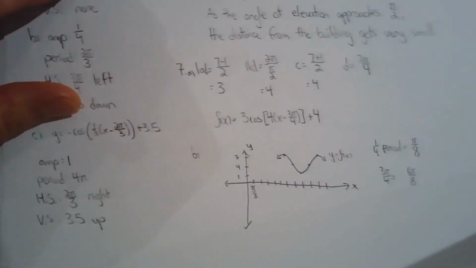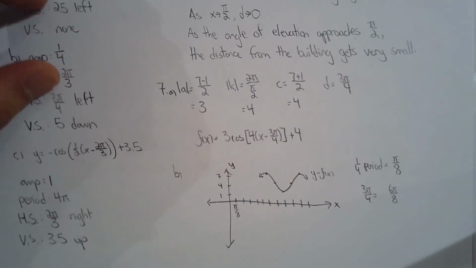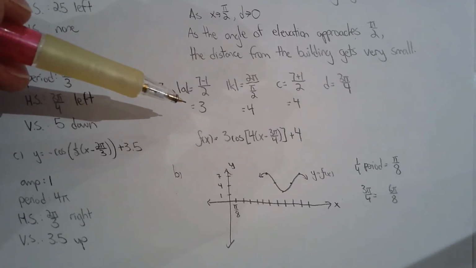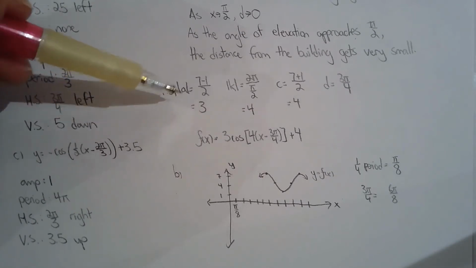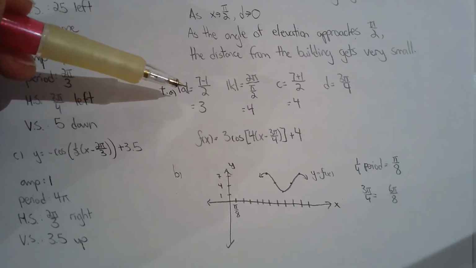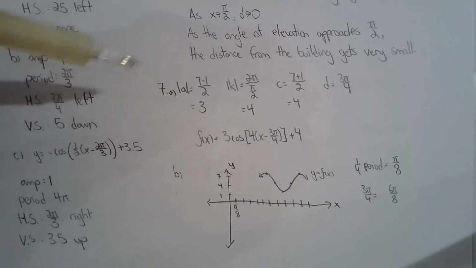Alright, so number 7, they give us a bunch of information and they ask us to write the equation of a cosine function. They gave us the max value, min value, the period and the horizontal shift. So I was able to find the parameters a, k, c, and d, and then I can write the equation.